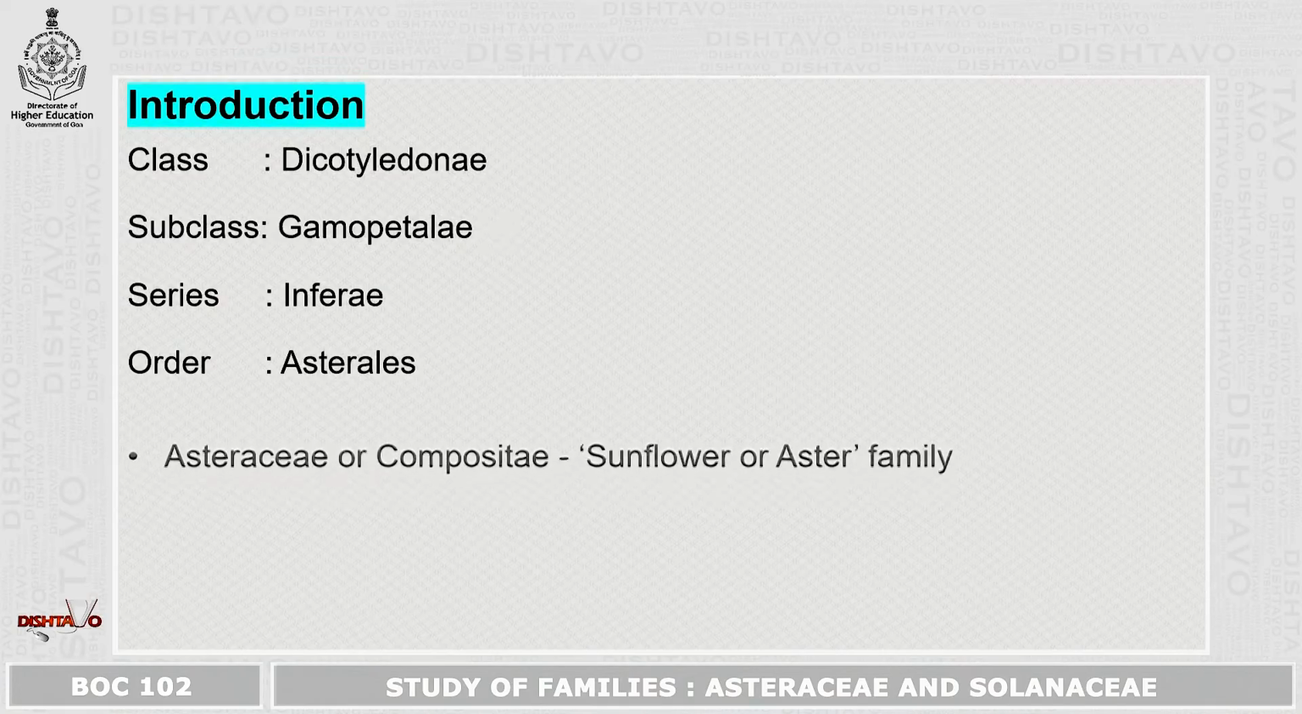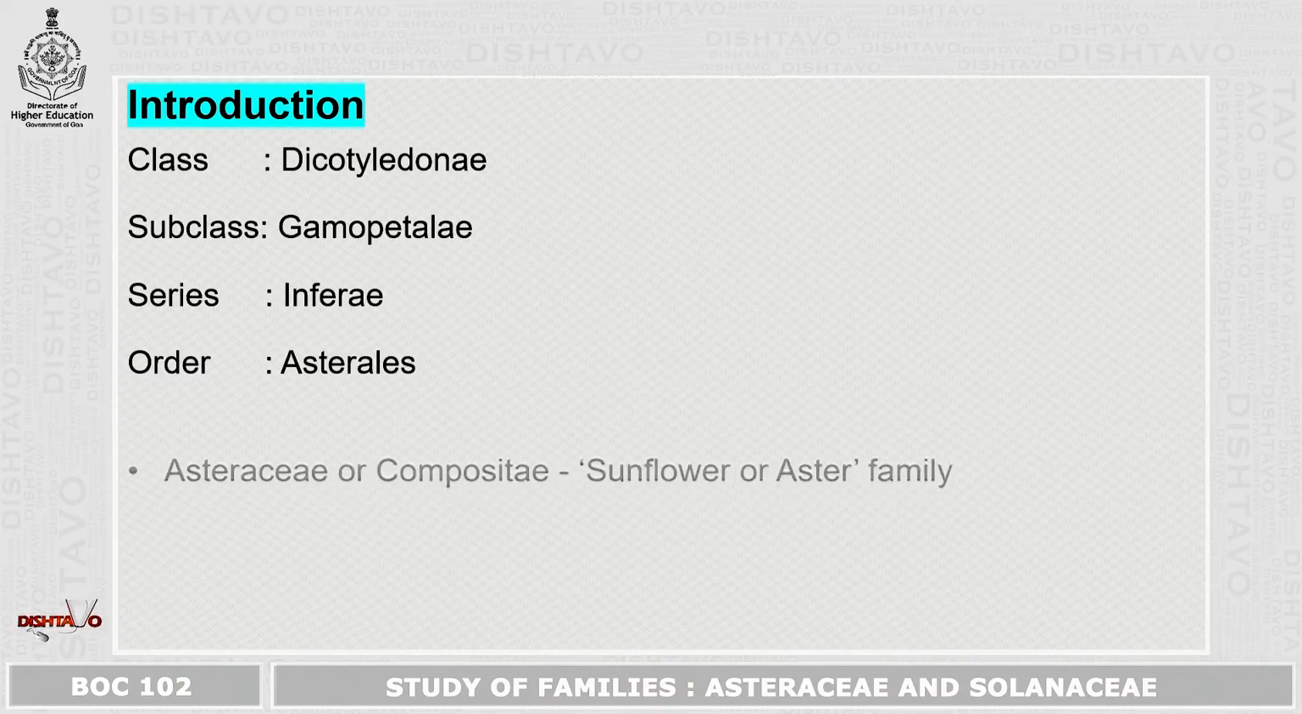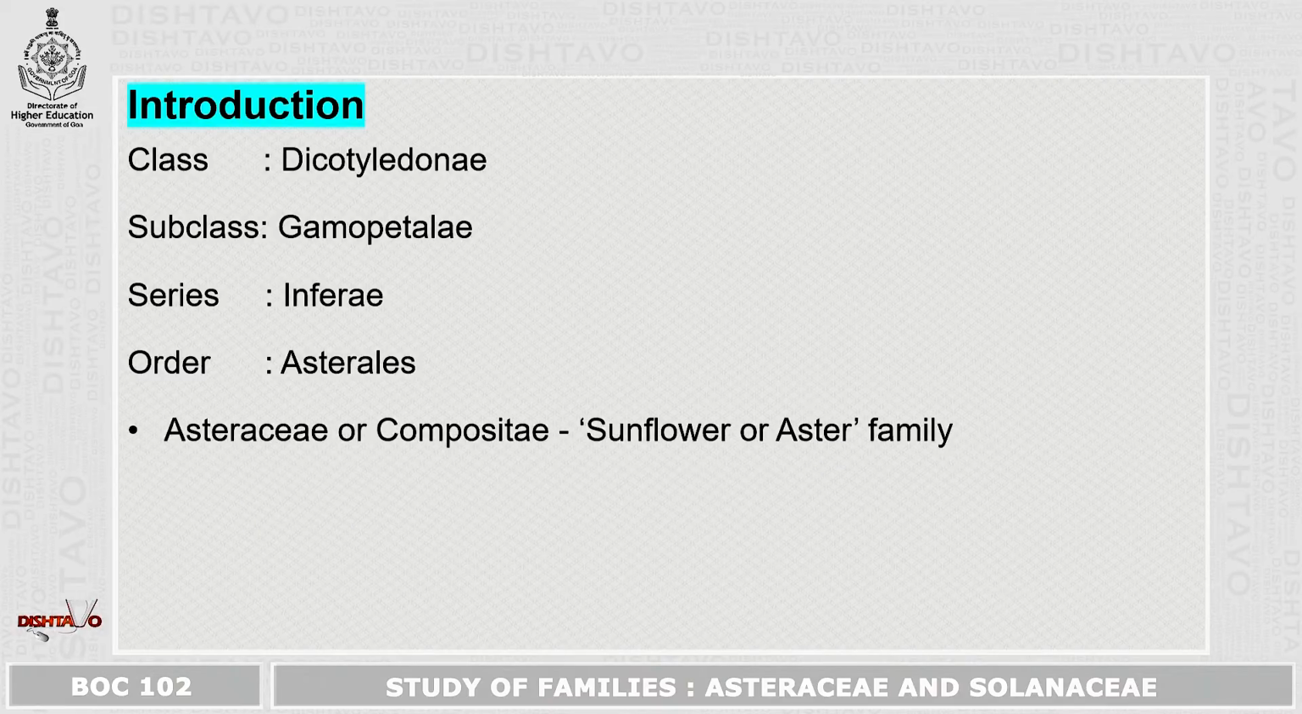Asteraceae family is also called as Compositae family. First we will start with the classification. It belongs to class Dicotyledonae, subclass Gamopetalae, series Inferae, order Asterales, and family is Asteraceae or Compositae. It is commonly called as sunflower family or aster family.